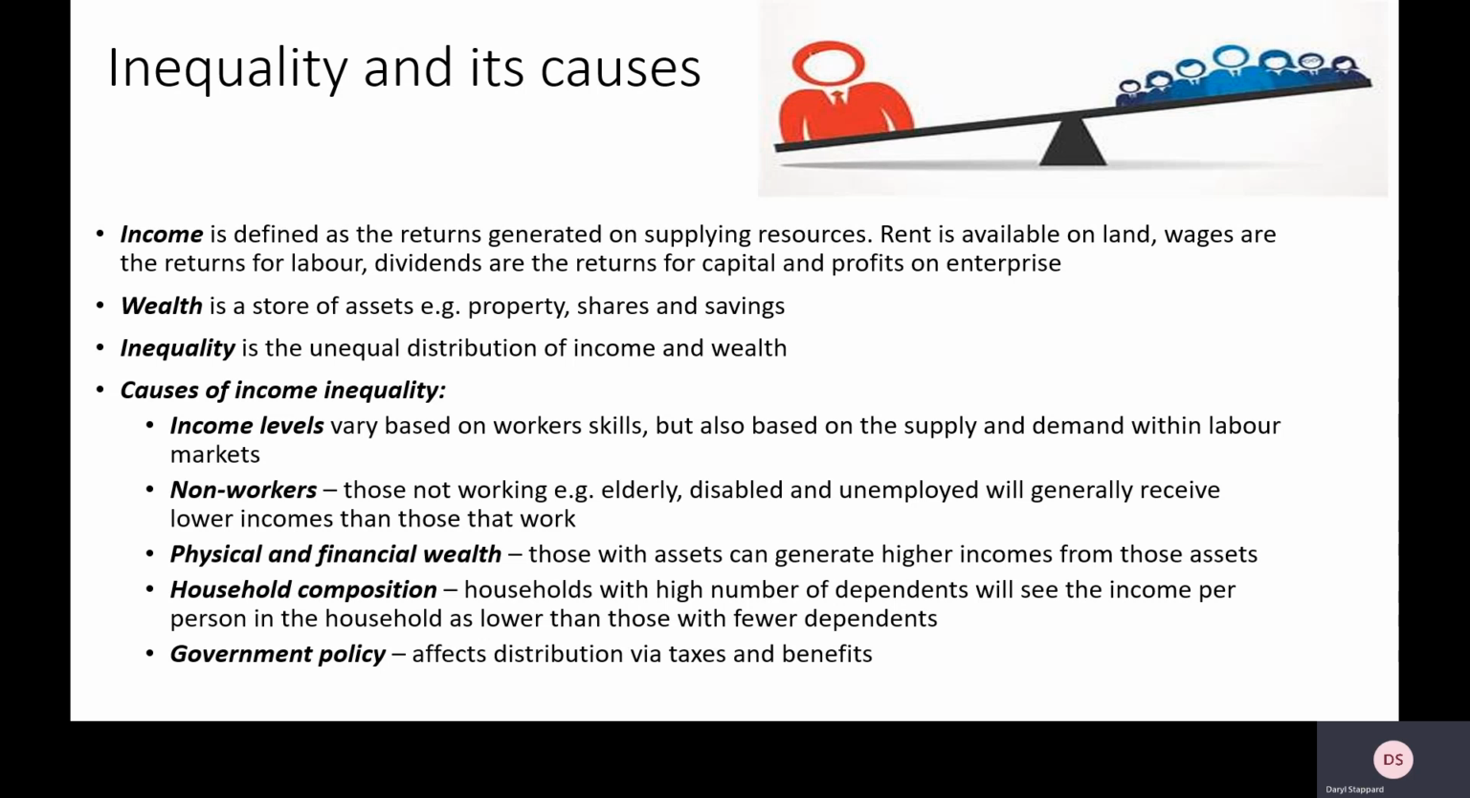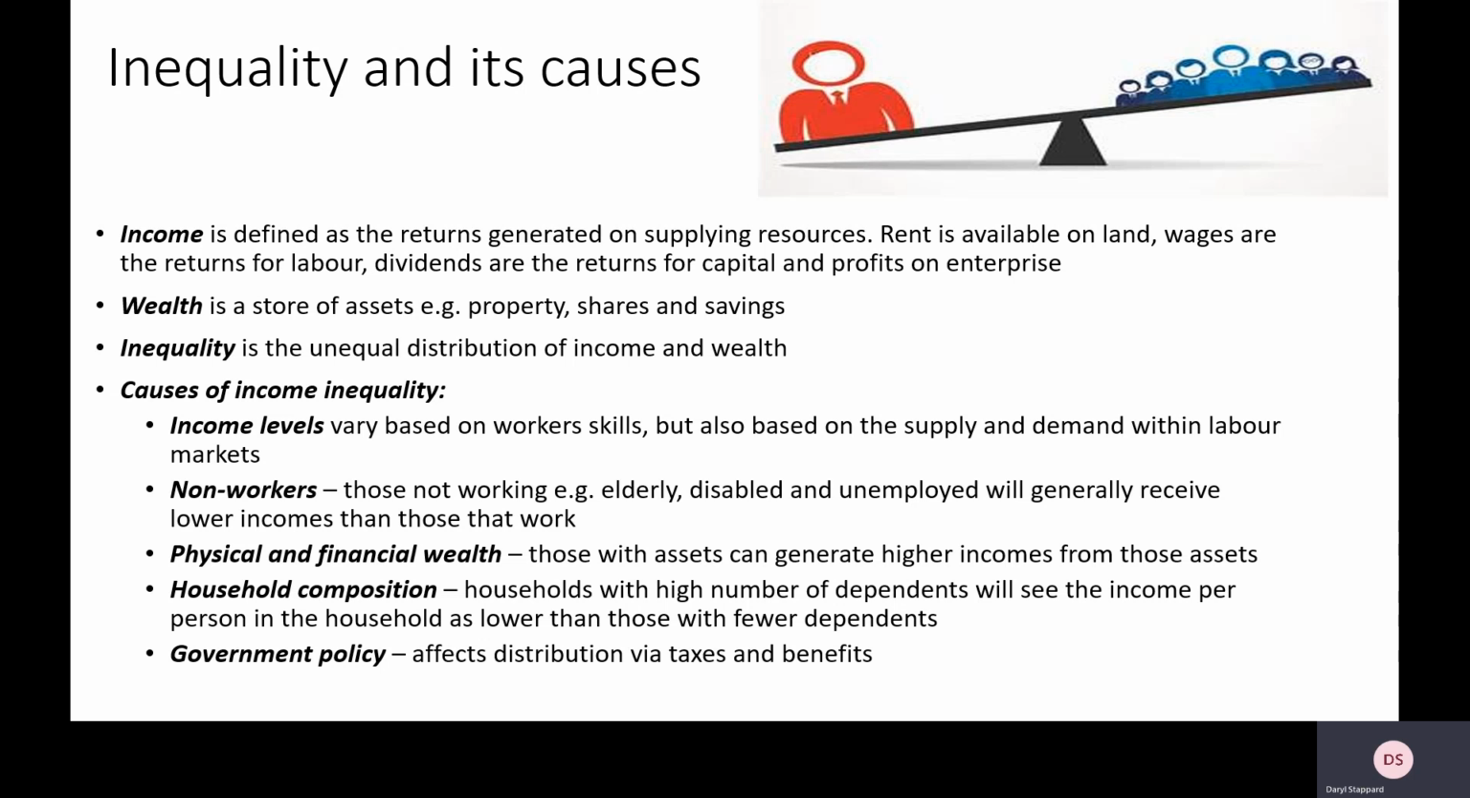Wealth, on the other hand, is assets that are owned by people. This could be cash in the bank, so savings that have been built up over time. It could be shares that people own or businesses, or it could be property. Okay, so the idea is you would assume that as incomes increase, people have an increased ability to generate more wealth. And obviously, the more wealth you've got, you can then generate more incomes from those assets that you've got as well.